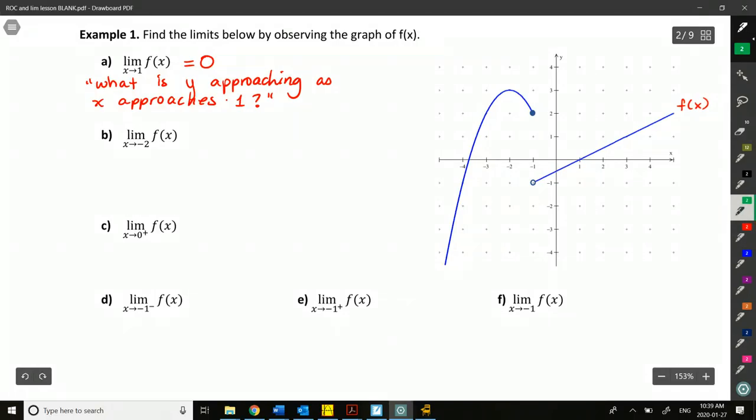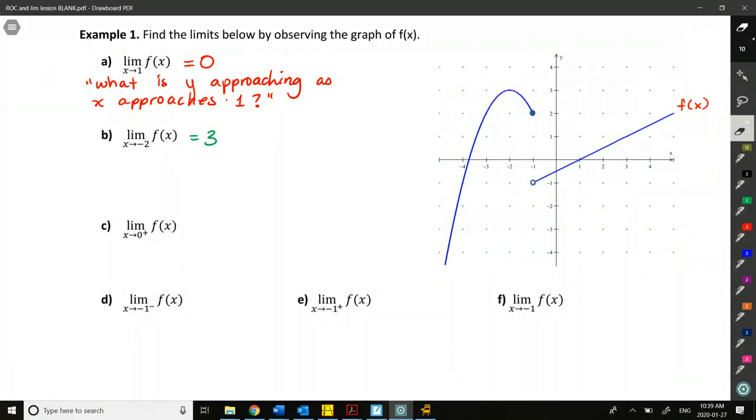Okay, limit as x approaches -2. So here's -2, that's up here. As I approach that -2, what is y approaching? 3. So the limit is equal to 3. Sometimes the limit will be equal to the y coordinate of that function. That happens a lot.